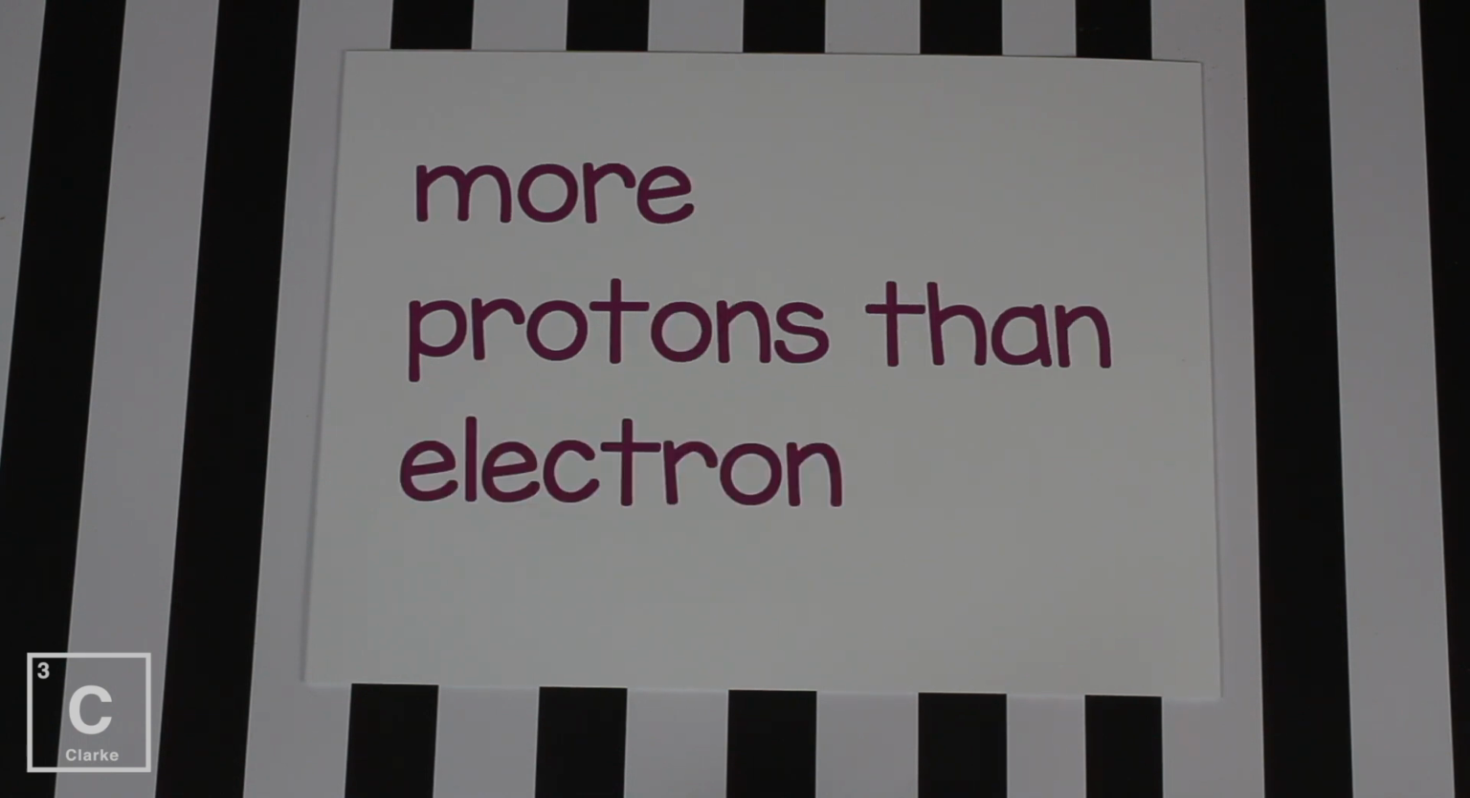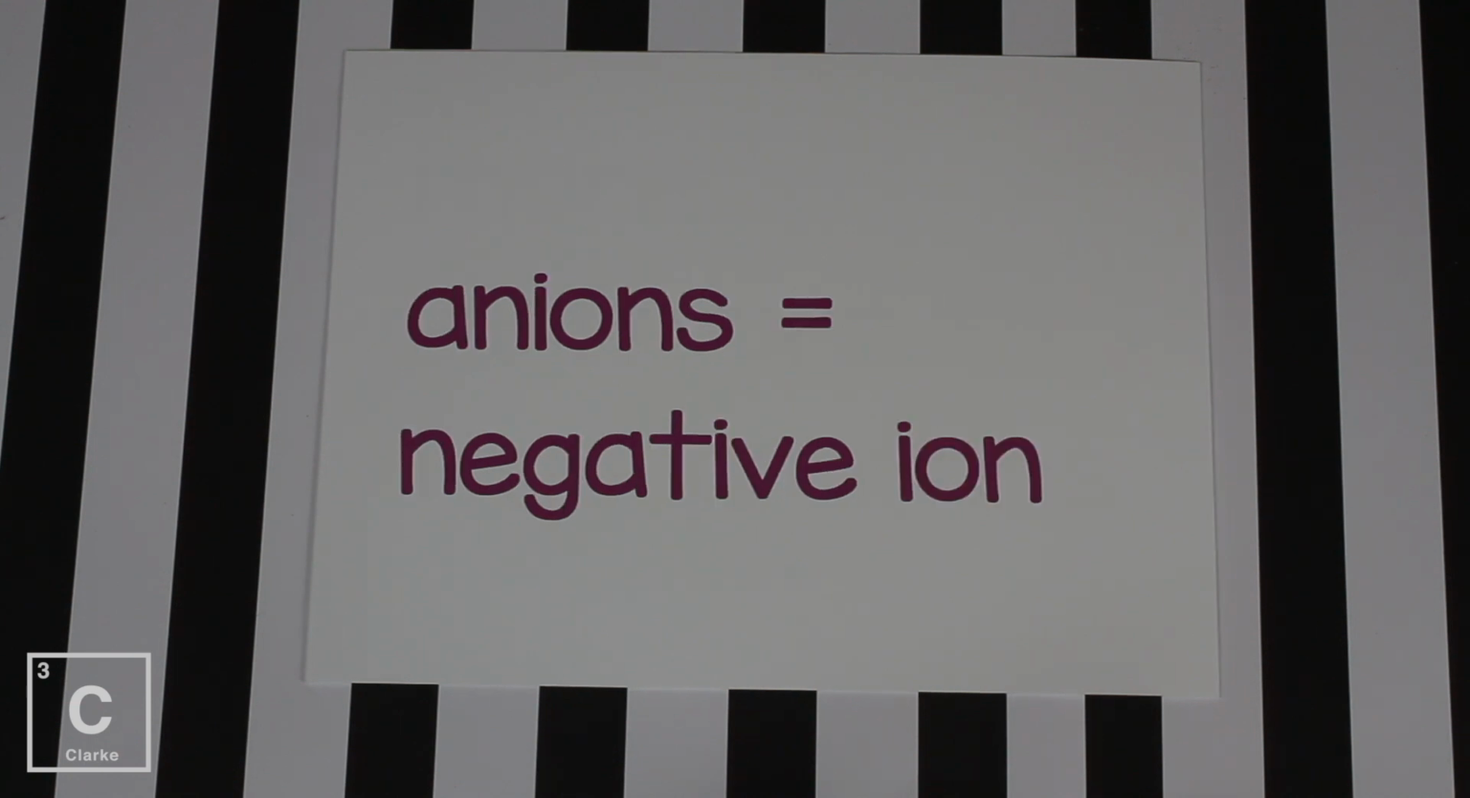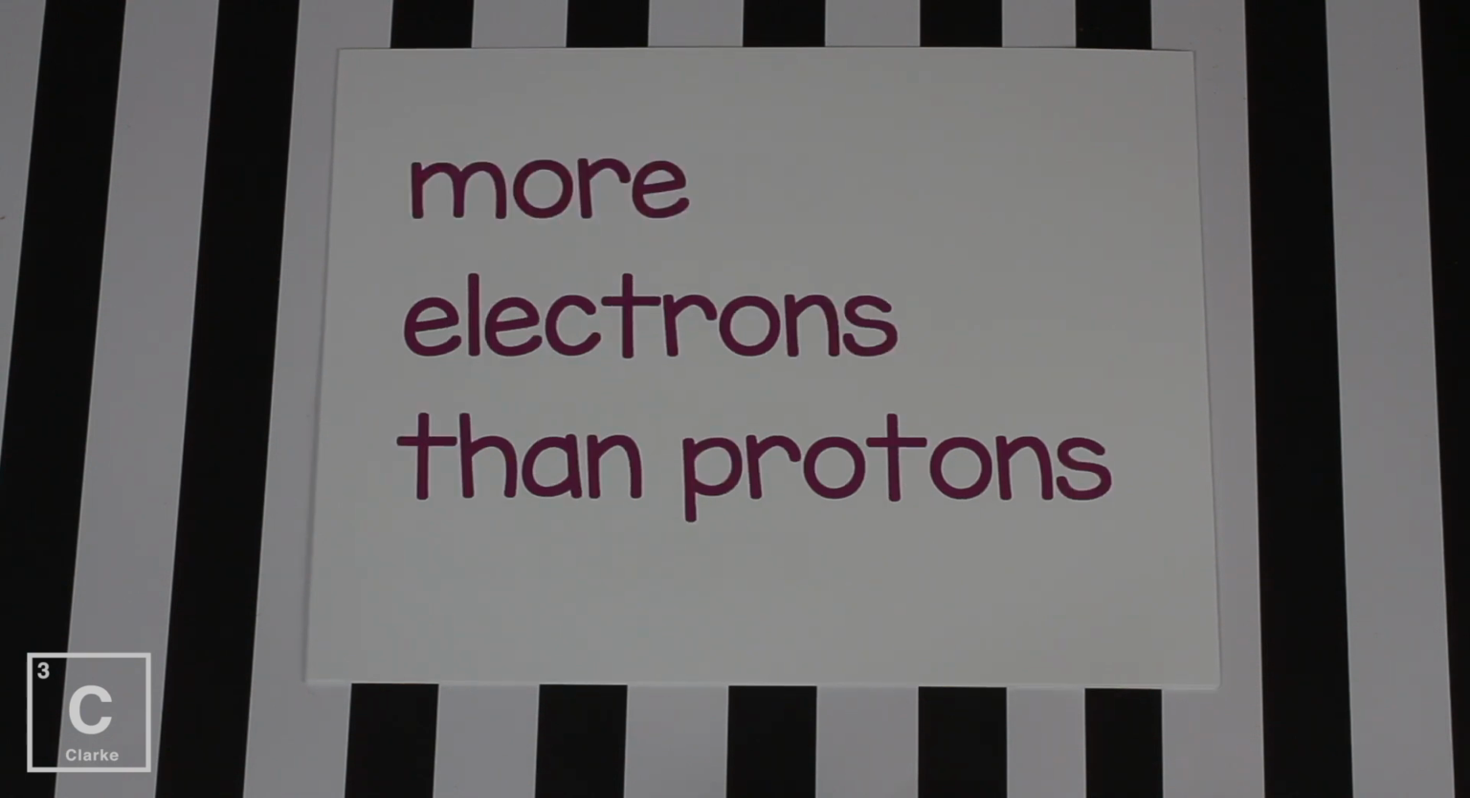The reason why a cation is positive is because there's more protons than electrons. More pluses than negatives are going to leave the atom feeling positive. Negative ions are called anions. There's no negative sign in the middle of this word, but there is an N for negative. I think that helps. There's more electrons than protons. There's more negative charges than positive charges.